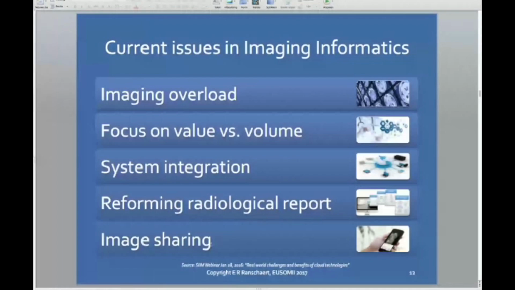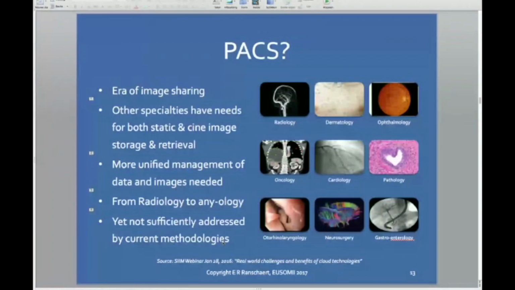And there's also a very important issue nowadays, that's image sharing. How can we do this securely? Who has to get access to the images? And how do we protect patient data, for example? Another thing is the value of PACS. Do we still have to think about PACS as we have been doing for the last few decades?